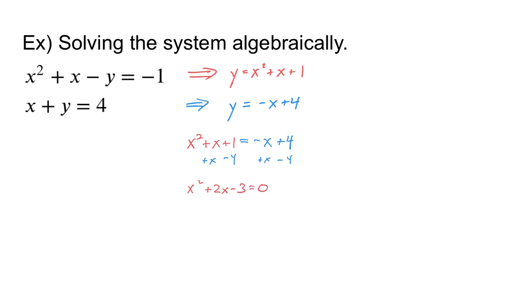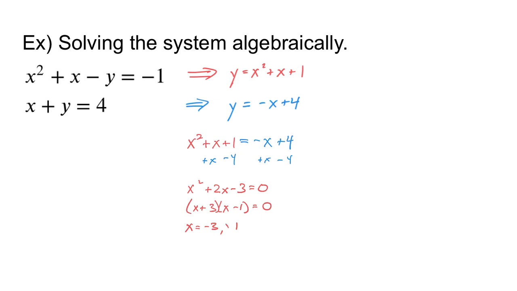Now, at this point, it's up to you. What method of solving quadratic equations do you like the best? Do you like the quadratic formula? Do you like factoring? Do you see how to factor this? Now, I in fact do see how to factor this. I know that x squared plus 2x minus 3 factors down to be (x plus 3)(x minus 1). So I'm going to solve this by factoring, and I'll come up with two x values of -3 and +1.